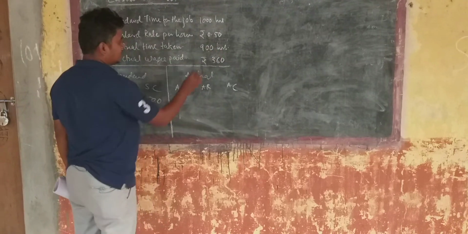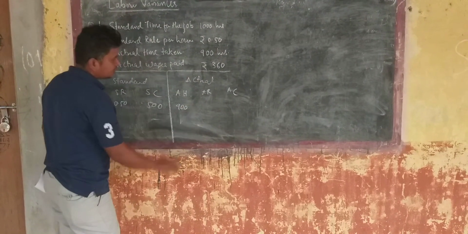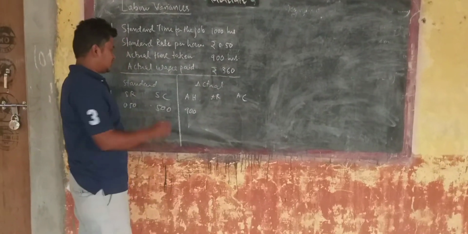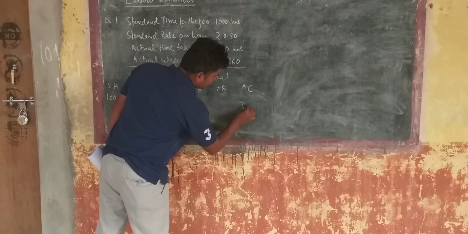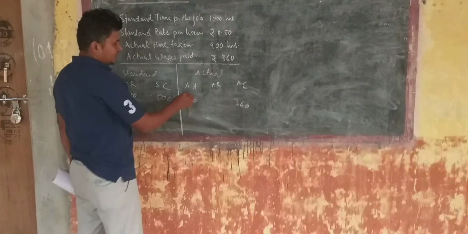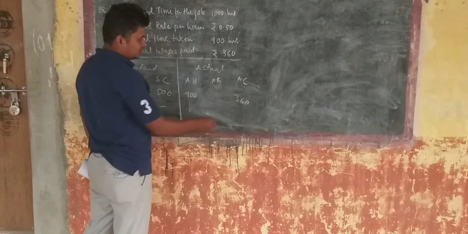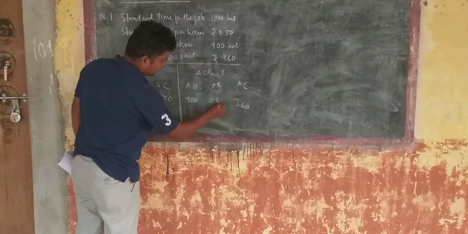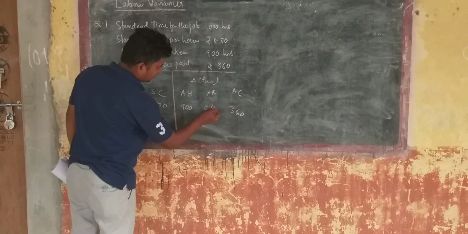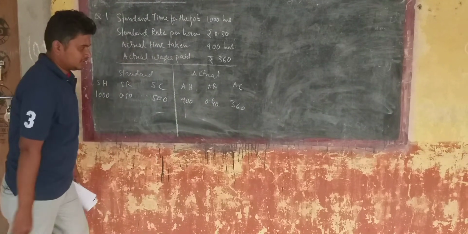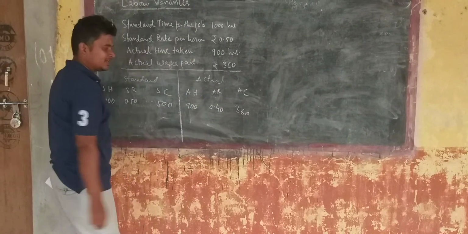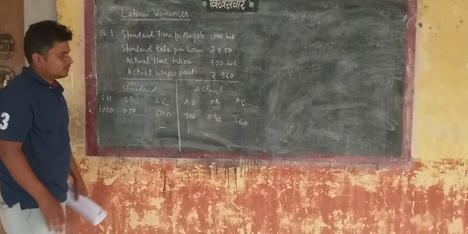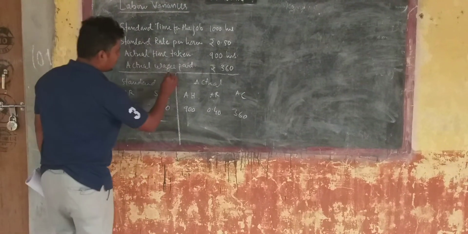ठीक है, actual hours spent, actual rate they have paid, and actual cost. तो actual hours कितने? 900. Actual rate is not given; they have given the cost, actual wages paid, 360. Actual hours into actual rate is actual cost, so we can determine the rate: 360 divided by 900 comes to 0.4. 0.4 is the actual rate per hour. So this is the data.